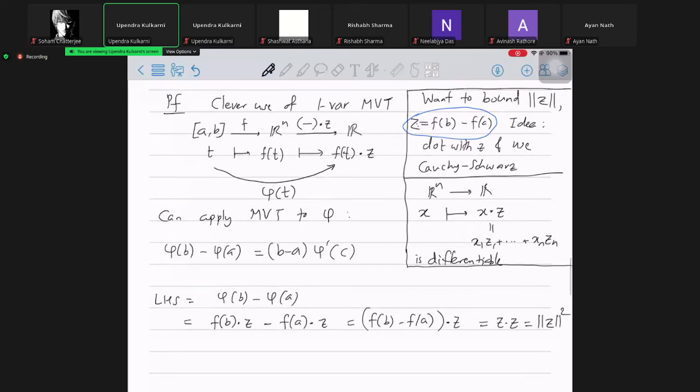Okay, very good. What about the right hand side? Now here, b minus a is okay, nothing. So really the question is, what is phi prime of c?